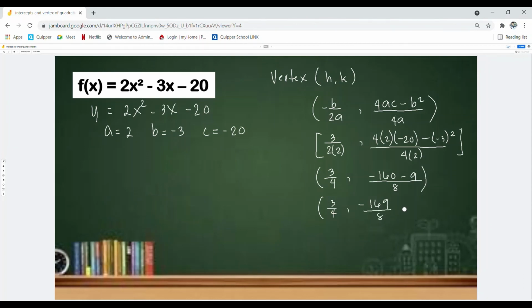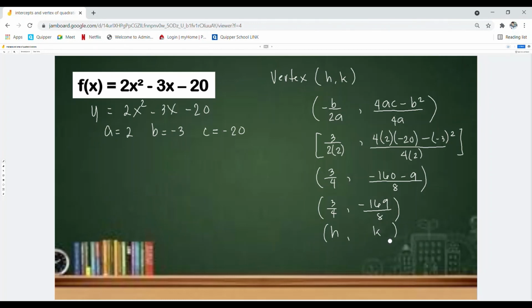And can you simplify that? 169 and 8, that could be an answer if you simplify that. There's a decimal, so you can have this as your answer. You have here your h and your k as your vertex, and you can use that as the vertex of your parabola as you sketch the graph.